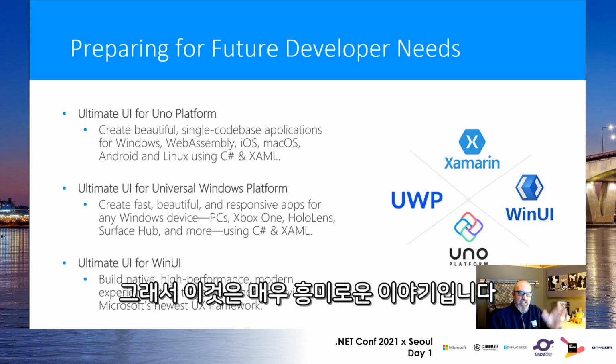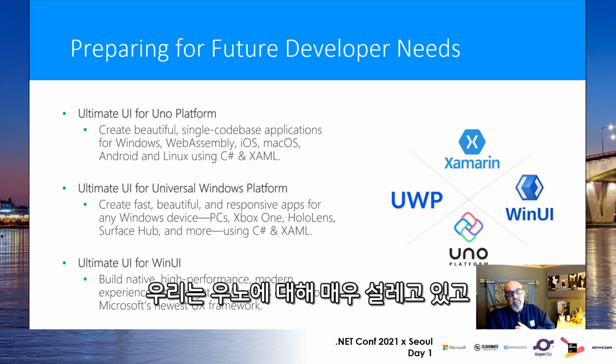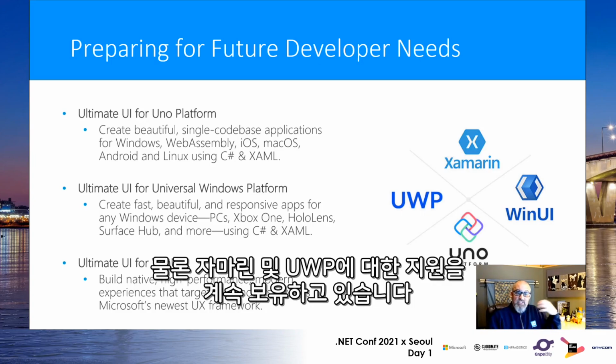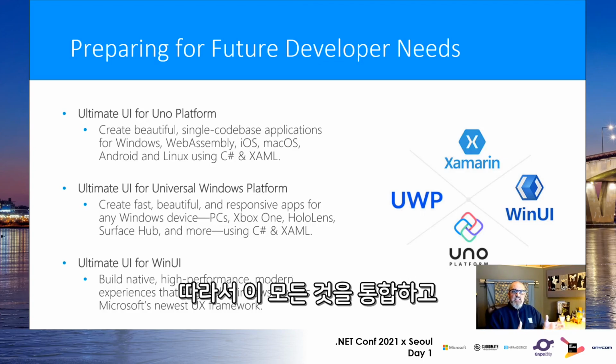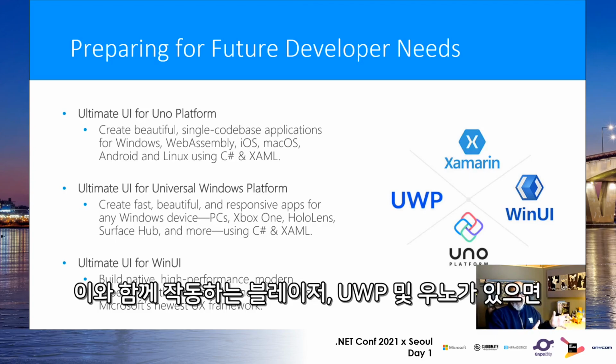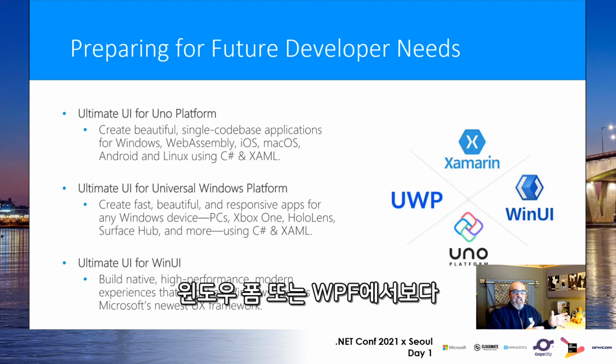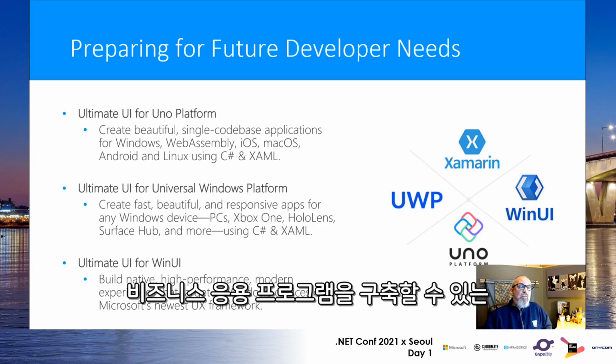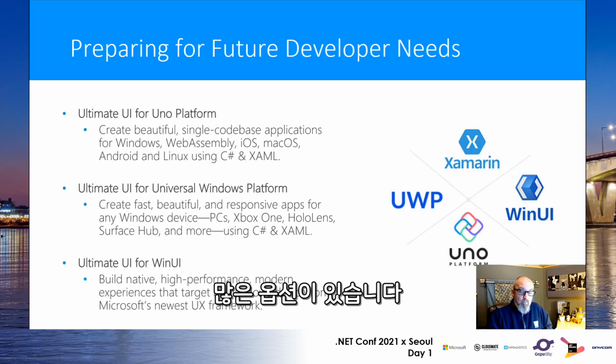So it's a very interesting story. We're pretty excited about Uno. We're excited about WinUI. And of course, we still have support for Xamarin and UWP. So when you bring all of this together and you've got Blazor that goes along with this, and UWP and Uno, you have a lot of options for building your business applications as you move from Windows Forms or WPF to a more modern platform.